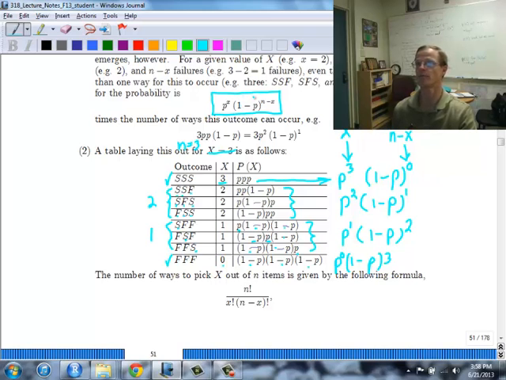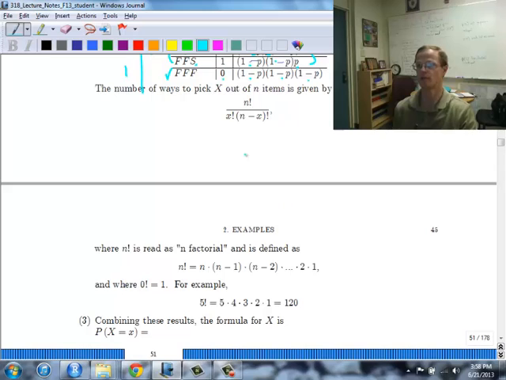Now, what do I lack? Well, I lack the count of how many cases there are. There was 1 case here, there were 3 here, there were 3 here, there's 1 there. So how do we get that? I'm not going to go into detail on it in the interest of time, but it turns out that there's a formula called combinations, and the combination is the answer.